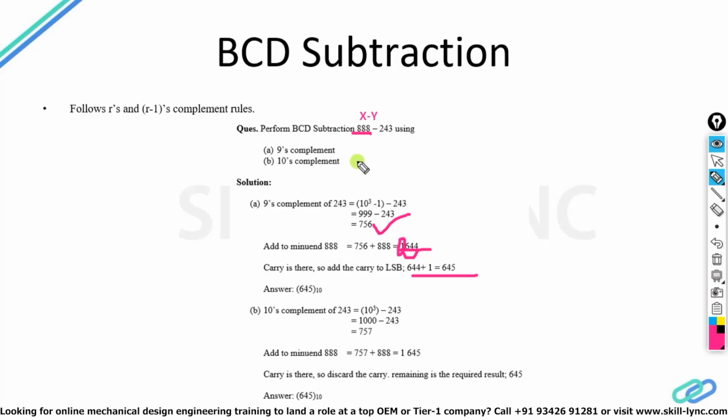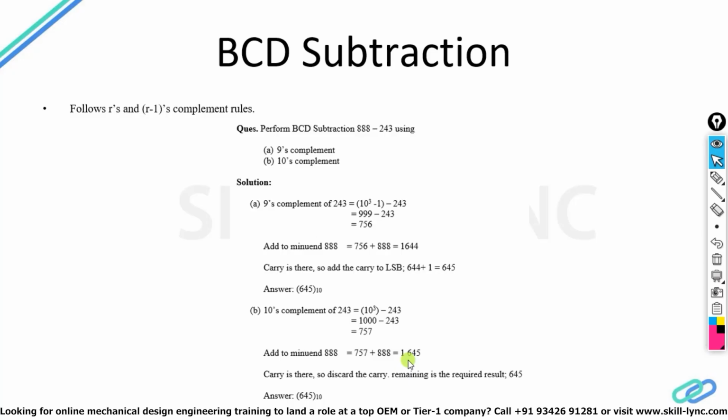If the same question is done using the tens complement, find out the tens complement of y, add to x. If carry is there, discard the carry. If carry is not there, take again the tens complement of the answer and put a negative sign. So what we will do? We will find out the tens complement of 243. It is 1000 minus 243, which is 757. Now add this 757 to the 888 and you will get 1645. Now we will check whether carry is there or not.